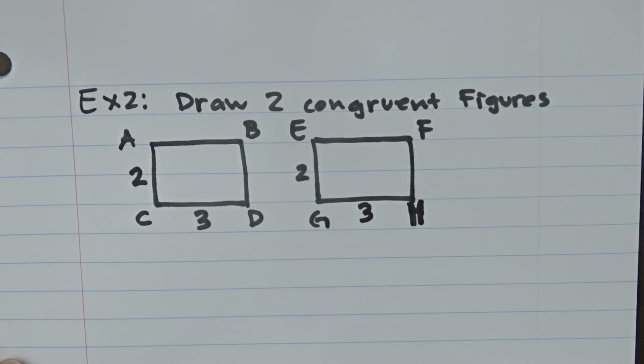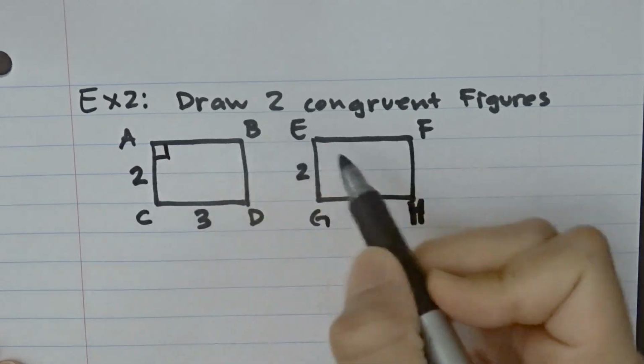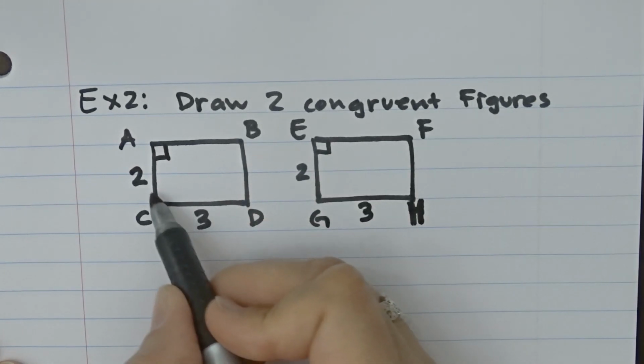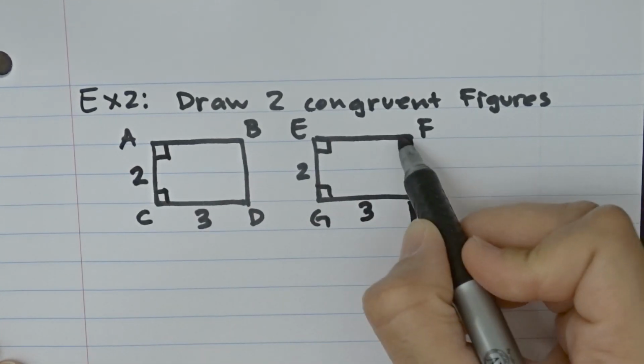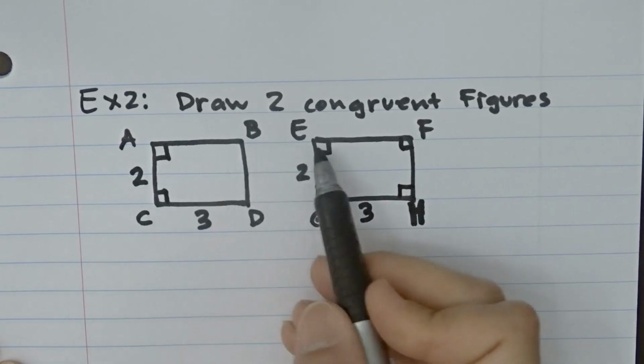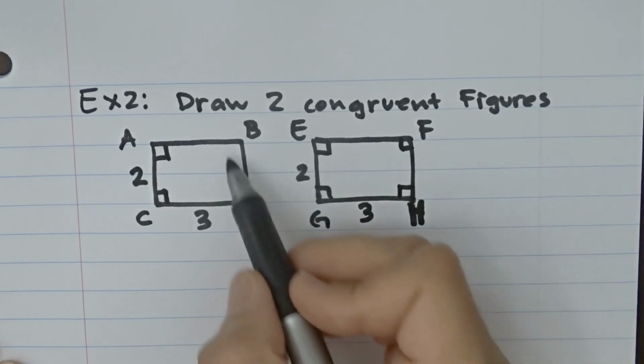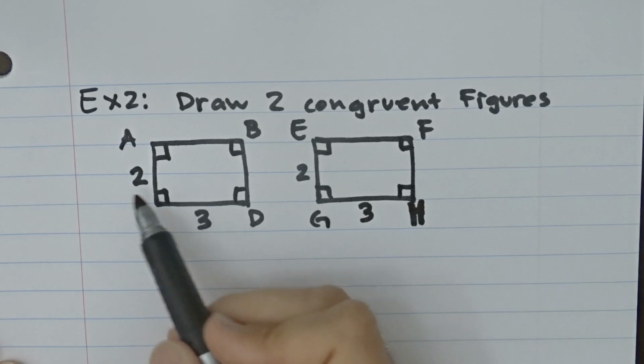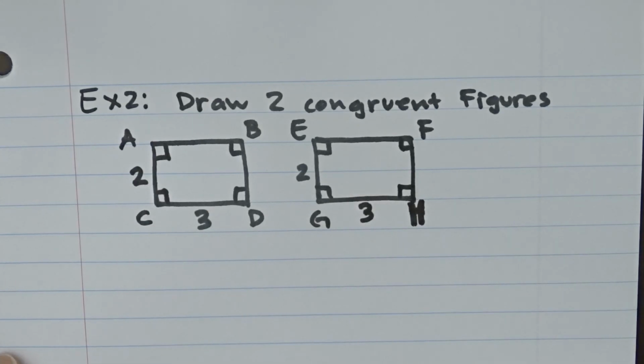and they have the same size, same shape, which means they have corresponding angles. All four of them are 90 degrees. They correspond and they're the same size. And all of their corresponding sides are also the same. So that's one thing we need to keep in mind, it's important to note. So let's make a note of that.